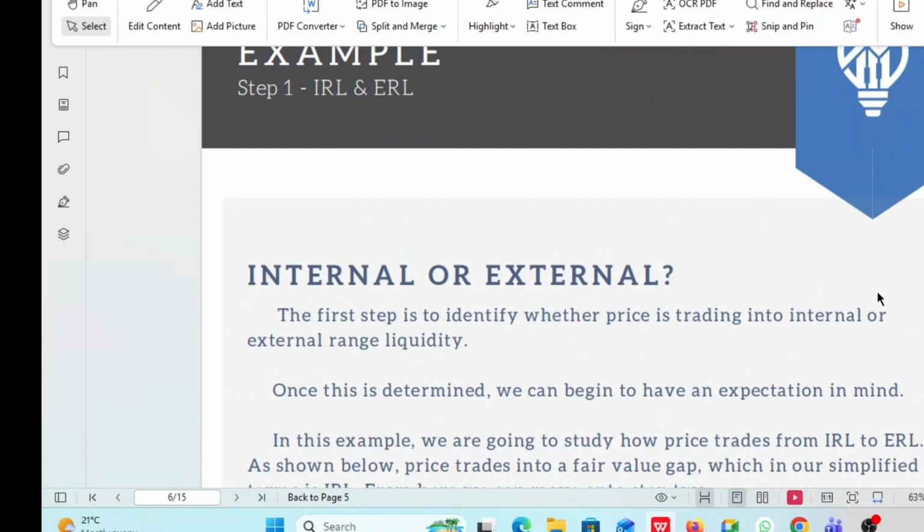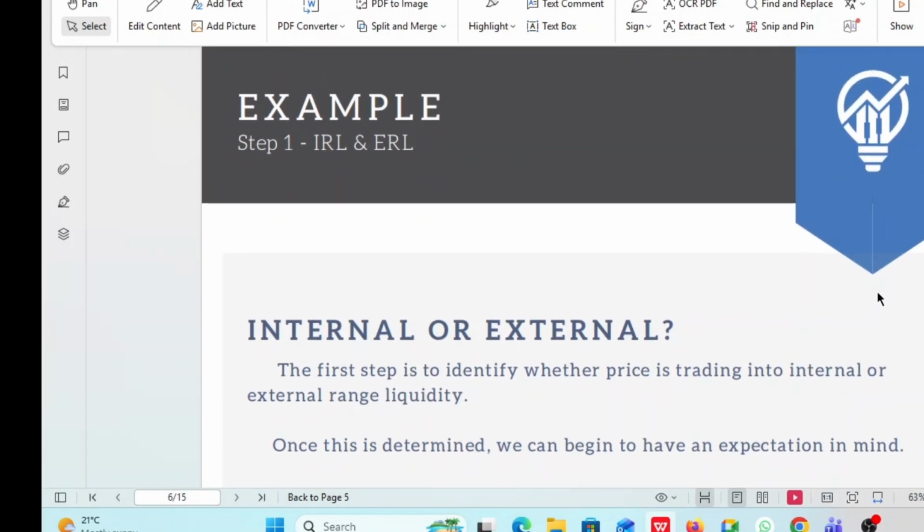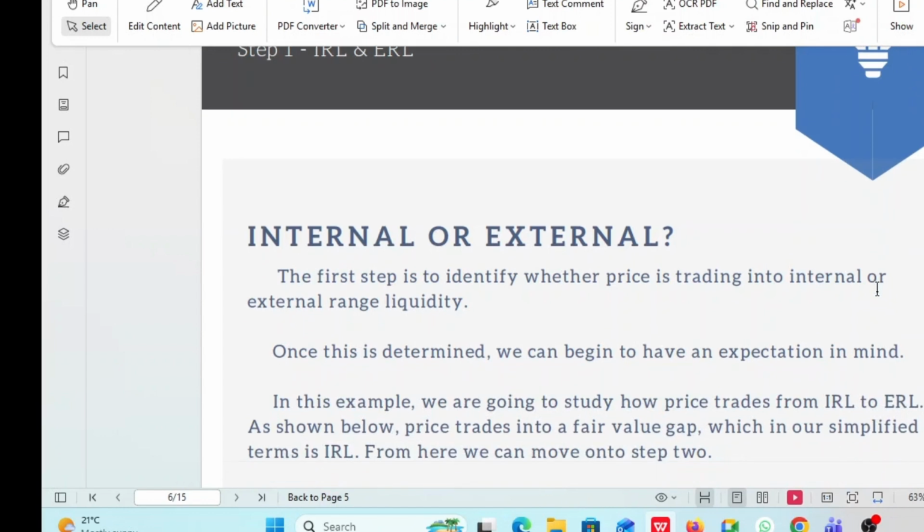Example, internal or external. The first step is to identify whether the price is trading into the internal or external range liquidity. Once this is determined, we can begin to have an expectation in mind.